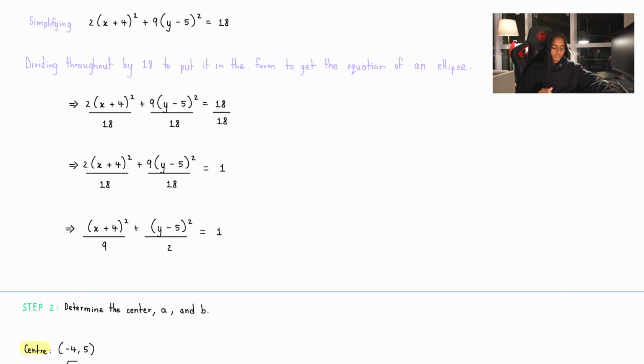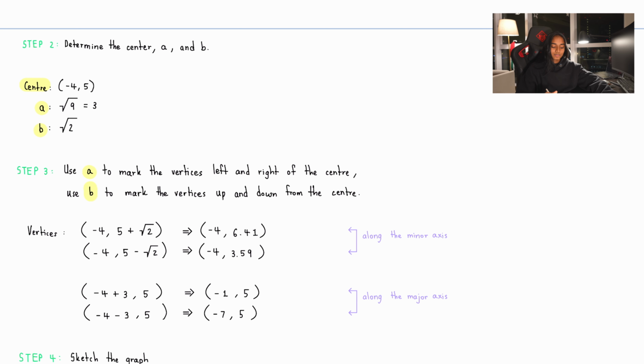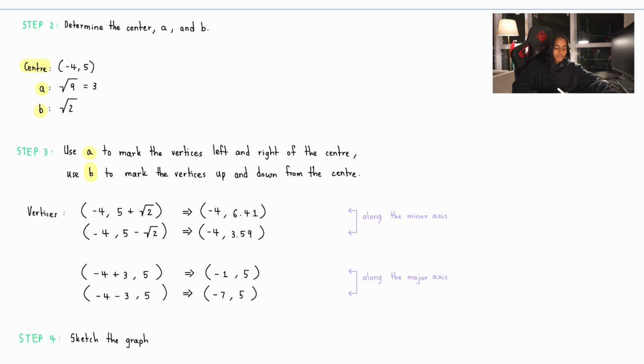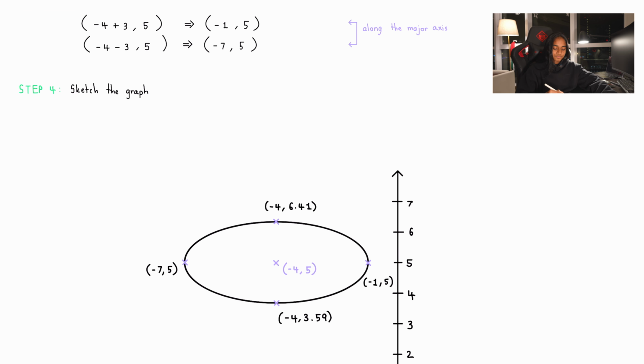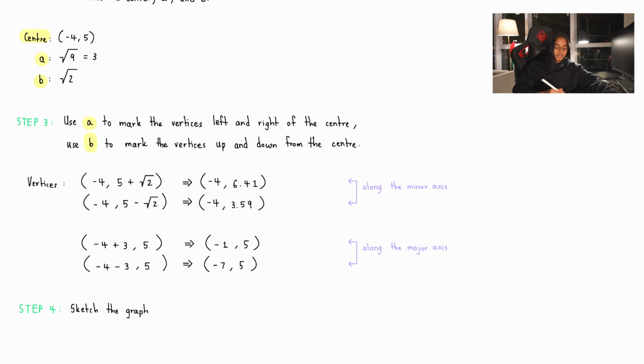When we know these values, we're going to use a and b to mark the vertices left and right of the center, as well as vertices up and down from the center. So we're going to see that our vertices, remember we have 4 of them, 4 main points, 1, 2, 3, 4, as well as the center. And we get along the minor axis (minus 4, 6.41), (minus 4, 3.59), and (minus 1, 5), as well as (minus 7, 5) along the major axis.